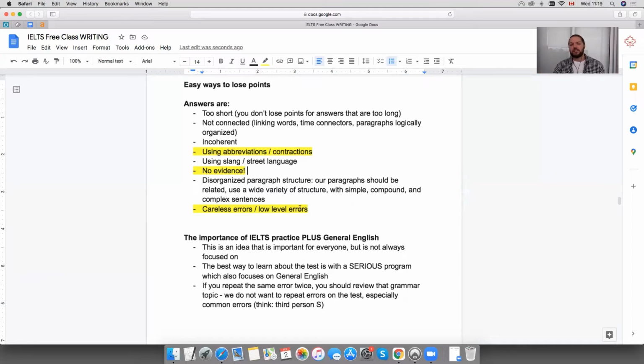The careless errors and low-level errors. We're talking about some of the parts of speech that maybe we don't like: articles, prepositions. We also care about punctuation, spelling, all those ideas. A lot of the careless errors in writing are very easily corrected by a general, simple grammar review, going back and reviewing these ideas about the parts of speech, the different kinds of tenses and how they're put together.